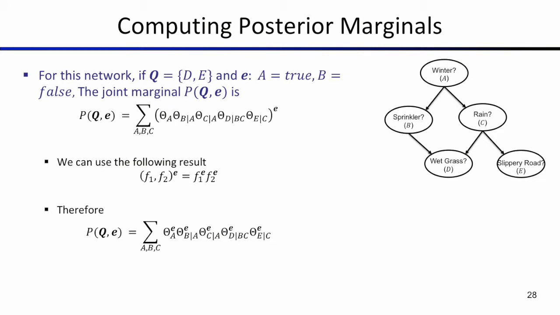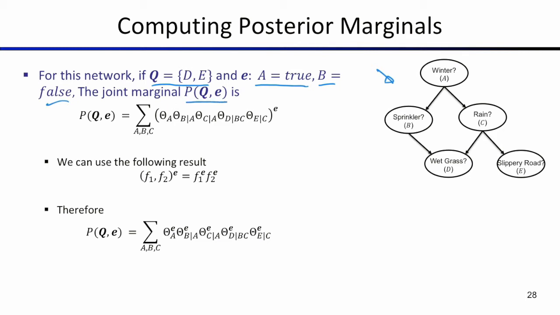So for instance, let's suppose that we have this Bayesian network here that we are using as an example, and we want to compute the joint marginal that involves the query variables D and E and the evidence that is A equal true and B equal false. So it's going to be the probability of D and E.